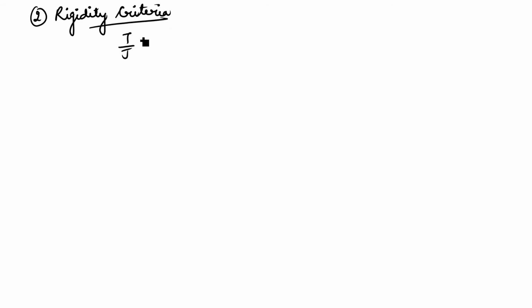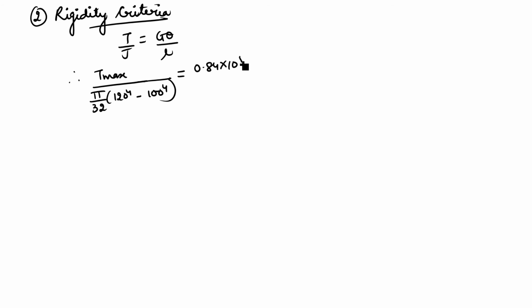Formula is T by J is equal to G theta by L. T is T max. So I want to calculate T max upon pi by 32, 120 raised to 4 minus 100 raised to 4 is equal to 0.84 into 10 raised to 5 into the value of theta. L is 3000. When I solve this, I get the value of T max as 5.149 into 10 raised to 6 Newton mm.